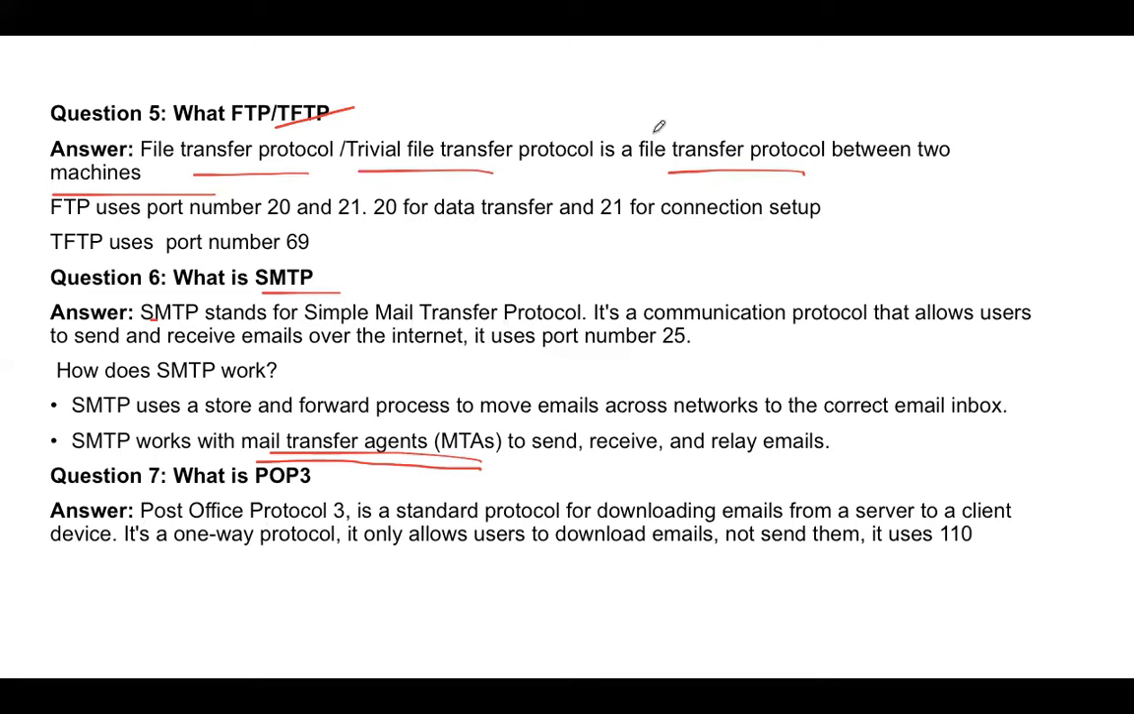FTP uses port numbers 20 and 21. They may ask why it uses two ports, 20 and 21. You should know this: 20 is used for data transfer and 21 for connection setup. This is the answer to the question. What is the port number of TFTP? 69. Just remember the port numbers of all these services.